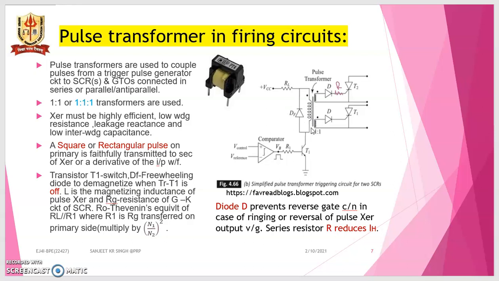So whenever current flows through this primary winding, there will be a voltage induced in the secondary, and in order to avoid reverse current, there is a diode connected, and in series with it there is a resistor that will limit the current. And down here we see the diode, as I said, prevents the reverse gate current in case of ringing or reversal of the pulse transformer output voltage. The series resistor will reduce the holding current.